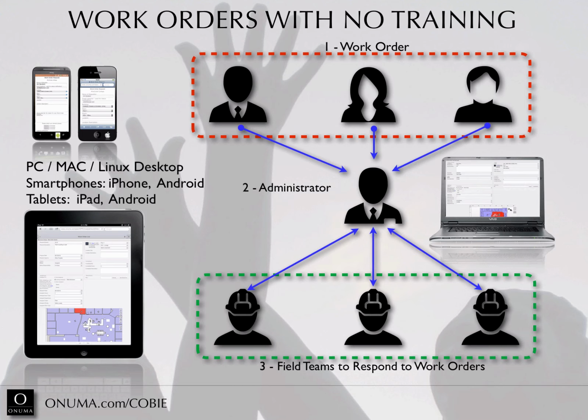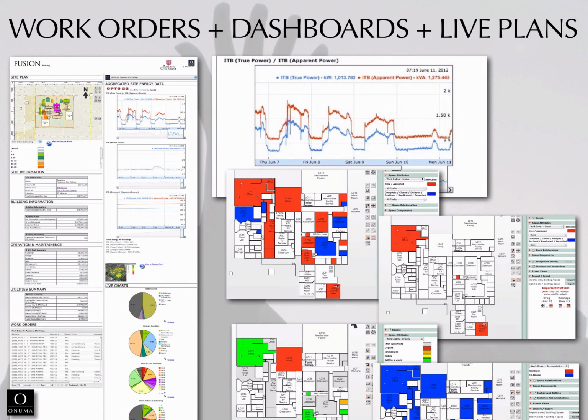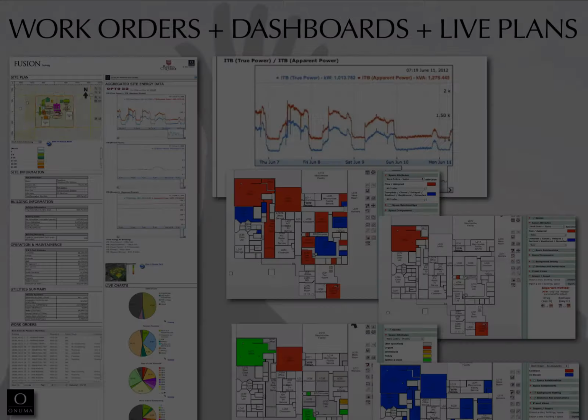All this can happen from multiple platforms, so it's not limited to just the desktop, tablet, or even smartphone. Just depends on what you're trying to do. And there's also dashboard views, so you can pull up a dashboard as an administrator and see the status of existing work orders. This layers in on top of the other Onuma System functionalities, such as looking at live energy sensors and what the status of a building is. So let's take a look at this live next.